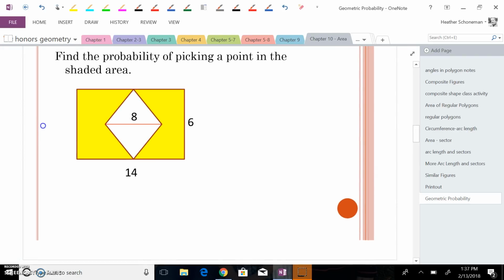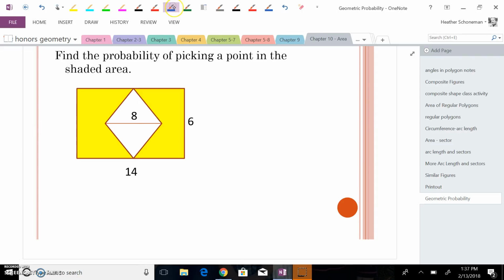I like to make a plan, because if you have a plan, it's easier to figure out where to go next. To get the shaded area, I'm going to subtract, doing the rectangle minus the rhombus. That'll give me the shaded area that I want. I need to divide that now by the total area, which is the rectangle. So now that I have my plan, I'm going to plug in the numbers.